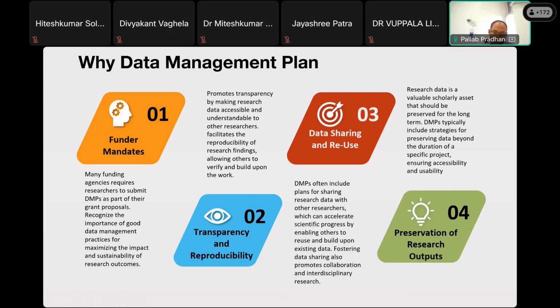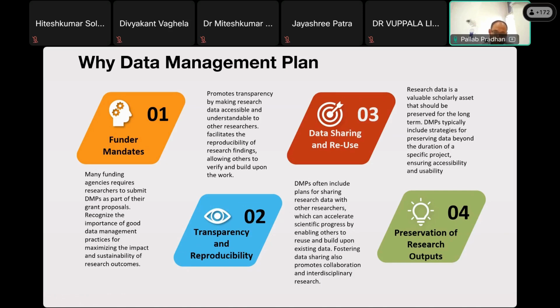A DMP defines the terms and conditions under which your data will be accessible and understandable to other researchers. So if somebody wants to reproduce your research findings, or even verify your findings, the data would be open, as Vivekananda already told, open data repository, open data, all these things.